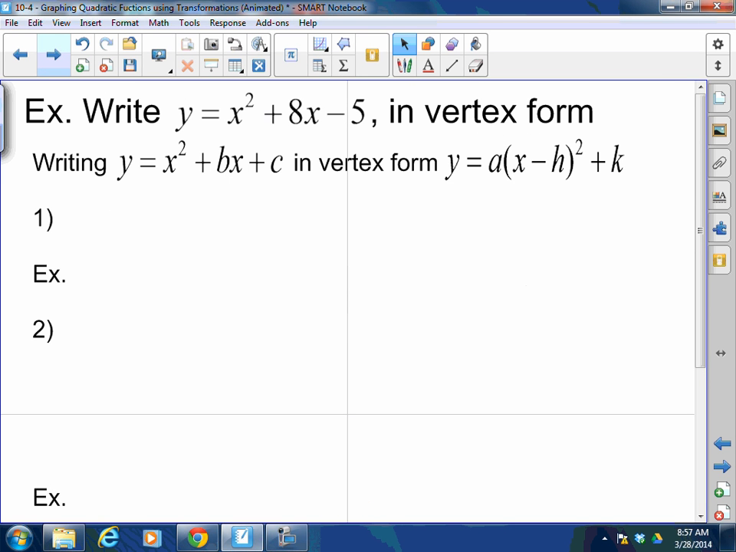Now, here comes the fun part. You guys remember how to complete the square? This is going to be very similar to completing the square, but I'm going to show you a shortcut.